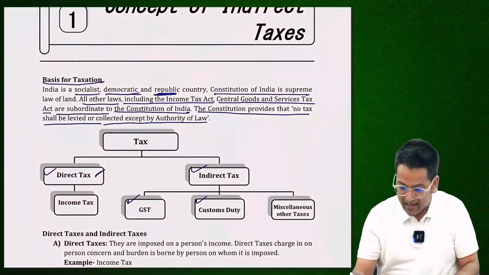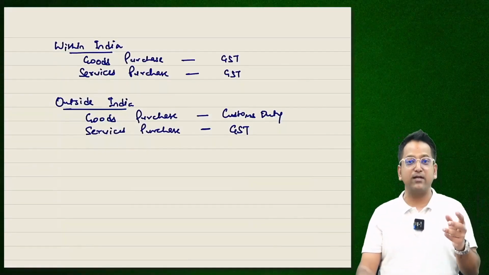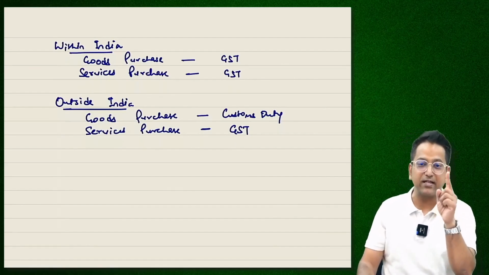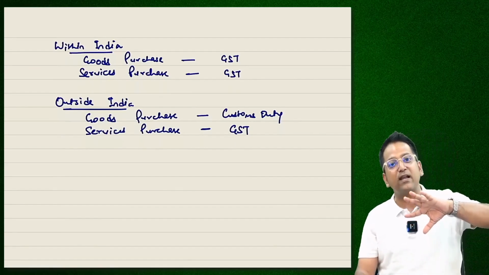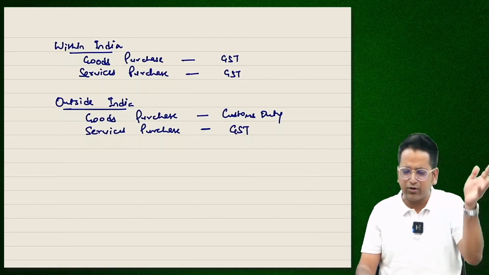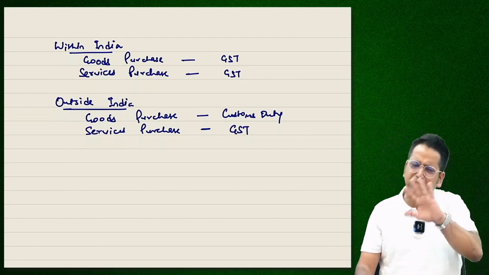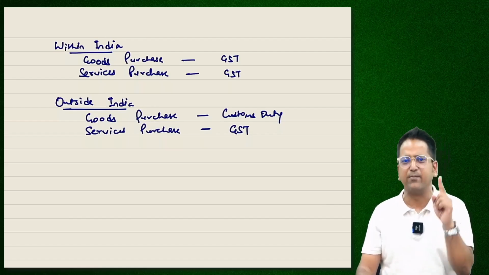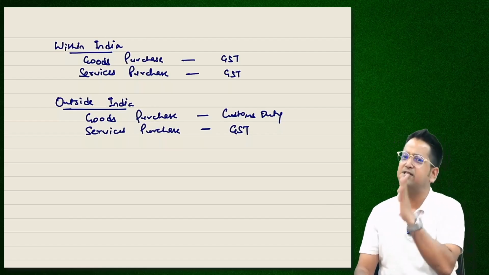I told you that there are many types of indirect taxes. The direct taxes only have one tax, income tax. Before 2014, there was wealth tax which got abolished. So you only know one tax in direct tax, which is income tax. And there are many indirect taxes.